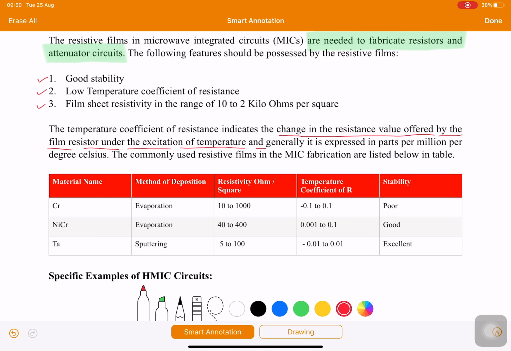The evaporation technique is used for nickel chromium and chromium, while the sputtering technique of deposition is used for tantalum type resistive films. The resistivity offered is also mentioned in the third column. The temperature coefficient of resistance should be as low as possible, and in all these cases it is low. Tantalum is going to provide us the best stability in terms of thermal and electrical activity when compared with chromium and nickel chromium, right?